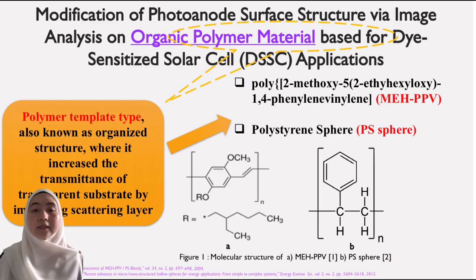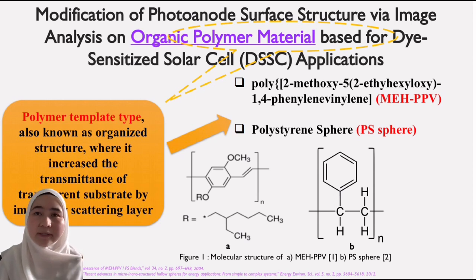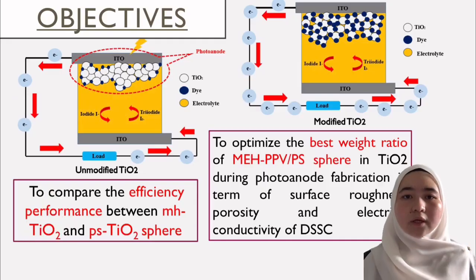The organic polymer material that will be used is from the polymer template type, which is also known as organized template. By introducing this polymer template type to TiO2, it will increase the transmittance of transparent substrate by improving the scattering layer in the DSSC. Besides, it also will restructure the agglomeration of TiO2 particles to become more organized, which can enhance the electron lifetime. In this study, the examples of the polymer template type are poly[2-methoxy-5-(2-ethylhexyloxy)-1,4-phenylene vinylene], which is MEH-PPV, and polystyrene sphere or PS sphere.